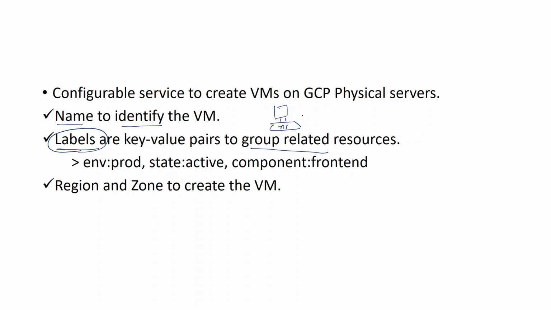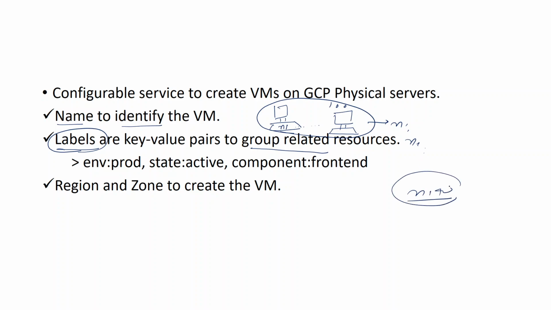Now suppose that we have 100 such VMs in our application, and all those VMs have names associated with them. If we want to apply some common logic or some common rules to all these 100 VMs, is it possible for us to go through the name of each VM, one up to 100, and then apply the rules?